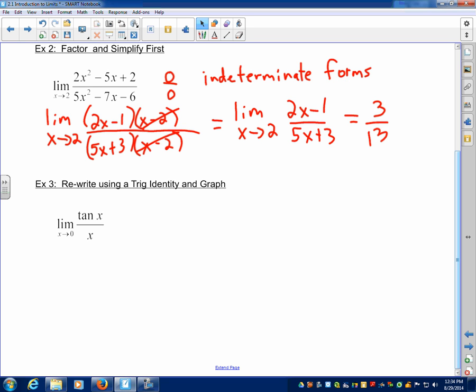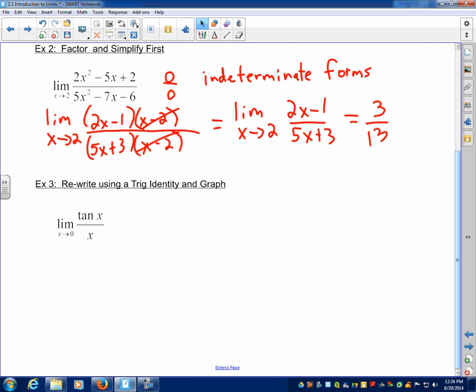So actually it's, let's see, yeah, 0 over 0. Right here, I could change sine to sine x over cosine x. That's not really going to help. So my only other choice at this point is to go ahead and graph it. Let's graph this on our graphing calculator: tangent x over x.